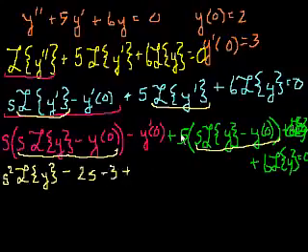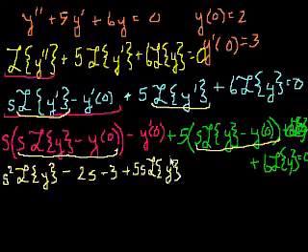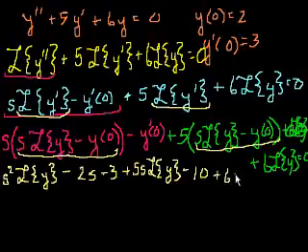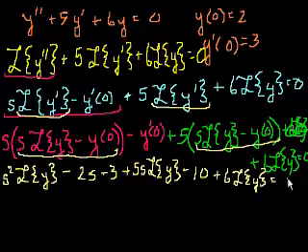Plus, so we have 5 times s times the Laplace transform of y. So plus 5s times the Laplace transform of y. Minus 5 times y of 0. Y of 0 is 2, so minus 10. Minus 10, right? 5 times, this is 2 right here, so 5 times 2. Plus 6 times the Laplace transform of y. All of that is equal to 0.